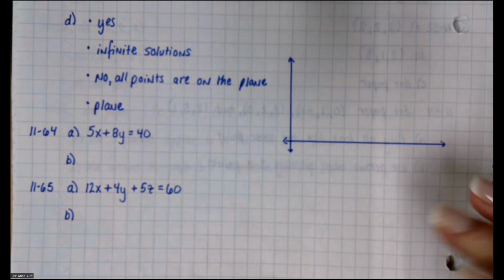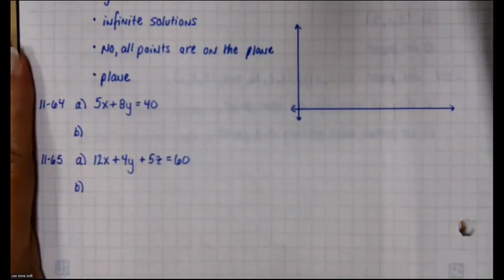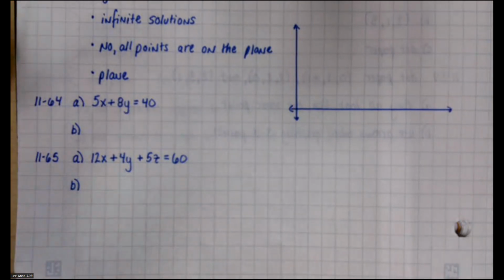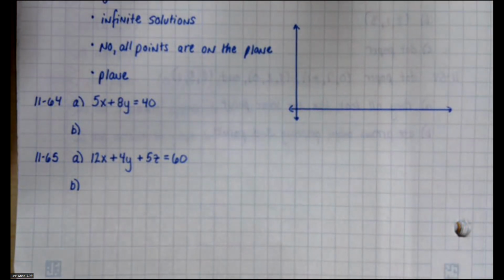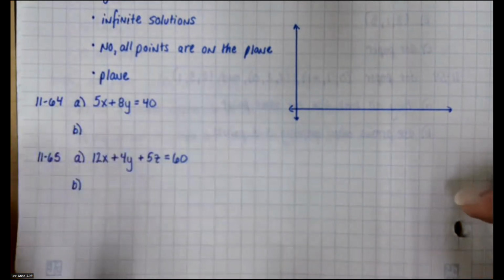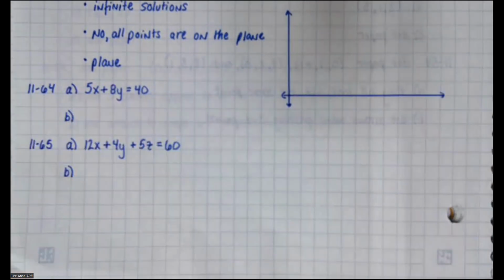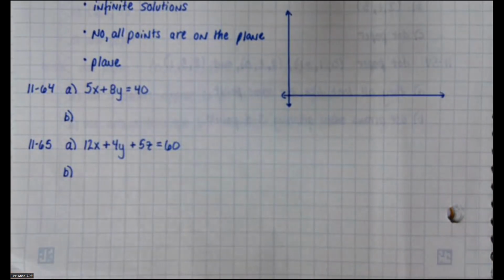Okay. Now, this is the part we need to get to. How do we graph a plane without graphing 100 different coordinates and then just assuming? Okay. How we're going to do this is we're going to go back to math 1 and practice graphing a line first. And we're going to use that information to graph a plane.